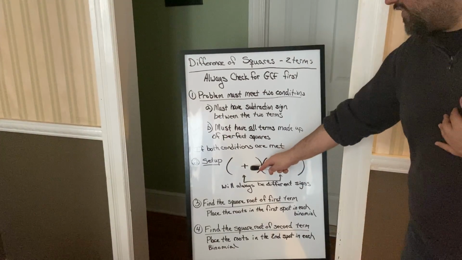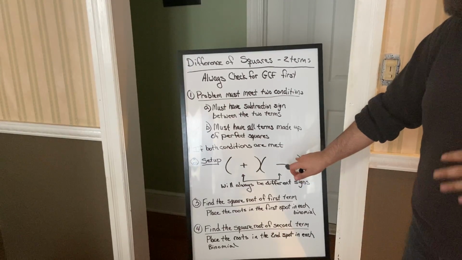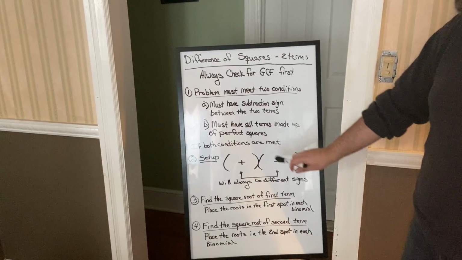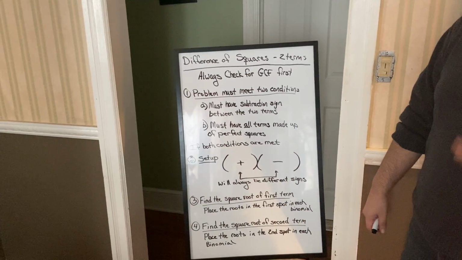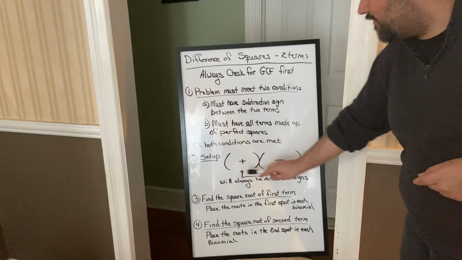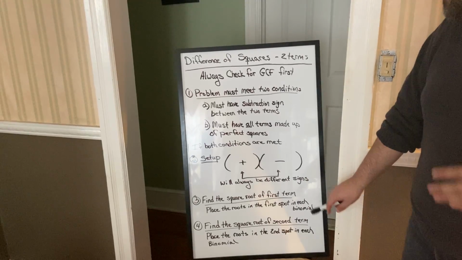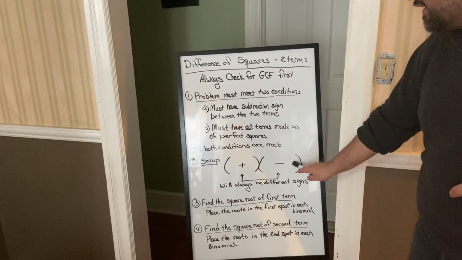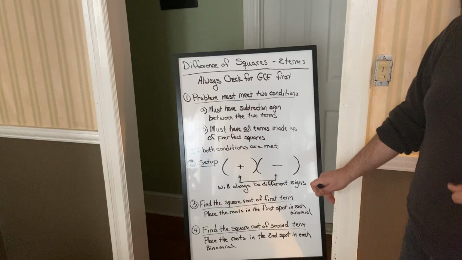When you do your 2 sets of parentheses, they're going to be binomials. We always have to have signs in our binomials. When it comes to difference of squares, it's always going to be 1 plus and 1 minus. Always different signs. Then what you do is you just find the square root of the first term, and then the square roots, the roots, will go in the first spot of each binomial. Then you're going to do the square root of the last term, or the second term we would say. And you put those roots here in the last spot of each binomial. So that would be considered factoring out the difference of squares.